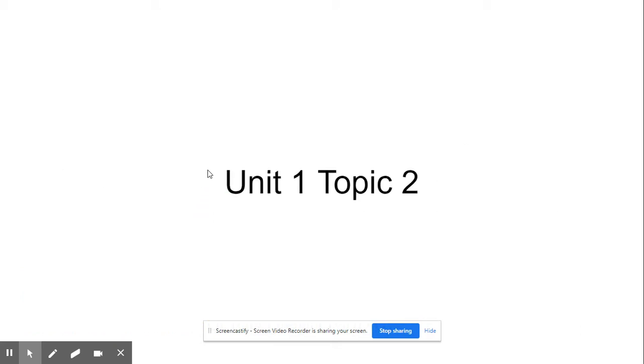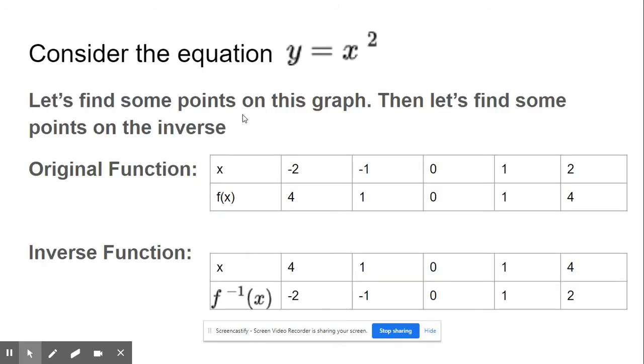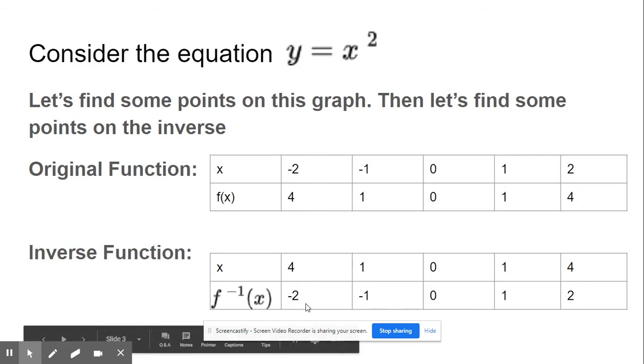So as we mentioned, we are now entering into Unit 1, Topic 2. So let's consider the equation y equals x squared. We can find some points on the graph that are seen here, and we can see some points on the inverse of the graph. Remembering that a point (x, y) on an original function is the point (y, x) on the inverse.